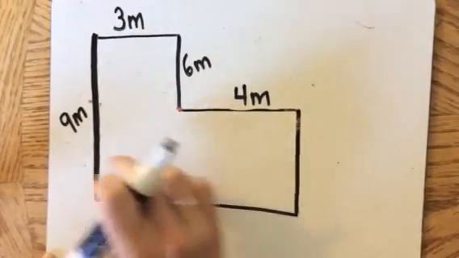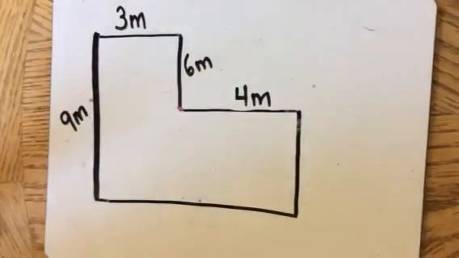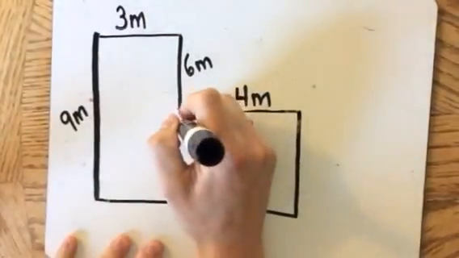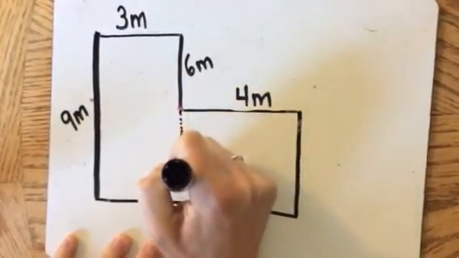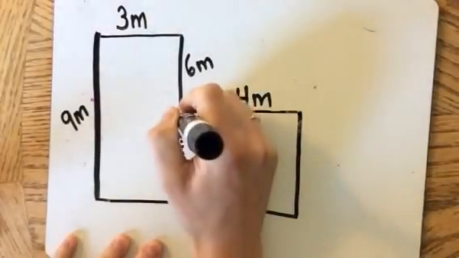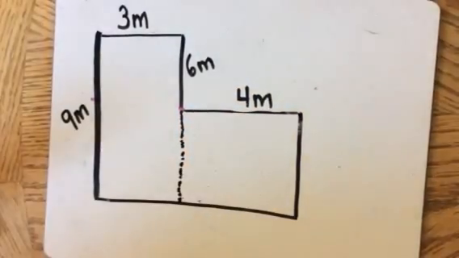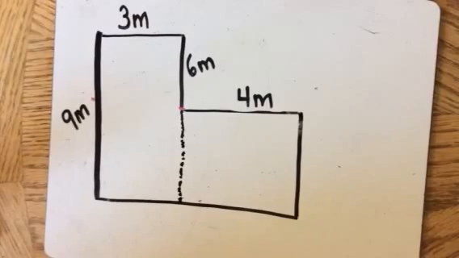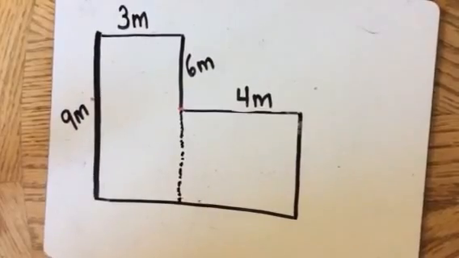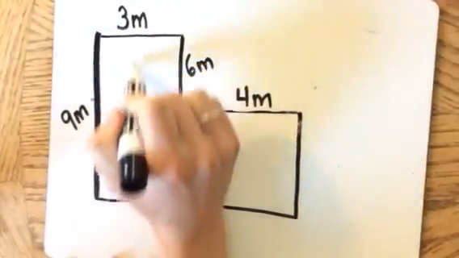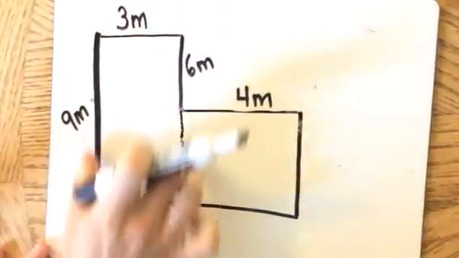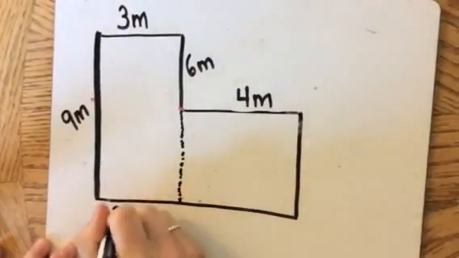All right, so let's divide up our shape a little bit differently this time. Let's divide it here. All right, so now we have our 2 rectangles, but we're also missing some side lengths. So which side lengths are we missing? Let's see, we know this one is 3. Here's our rectangle over here.